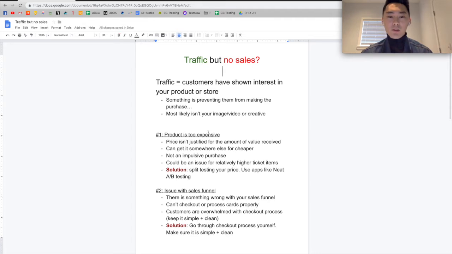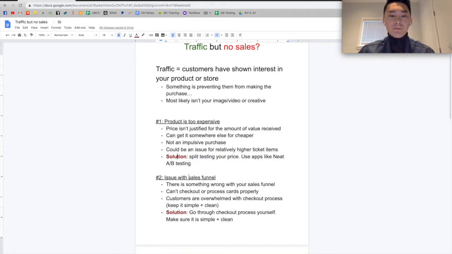So what's the solution to this? Try split testing your price and try offering it for a lower price if you can. You can use apps like Neat A/B testing, where you can test a lower price for a few days and then compare it with your original retail price, and see which one performs better. So try testing this out first and see if you see any differences.